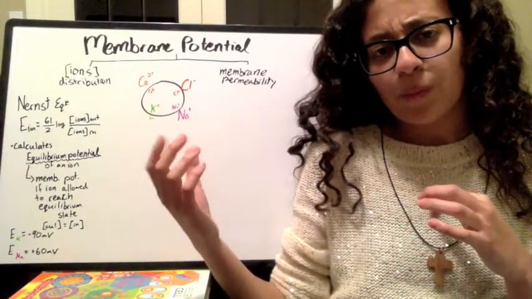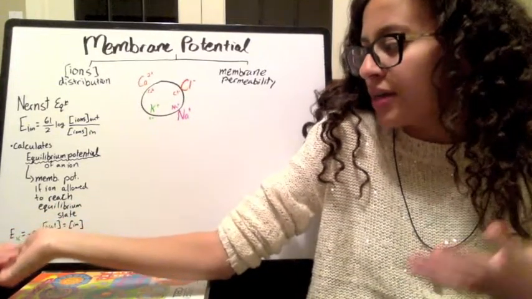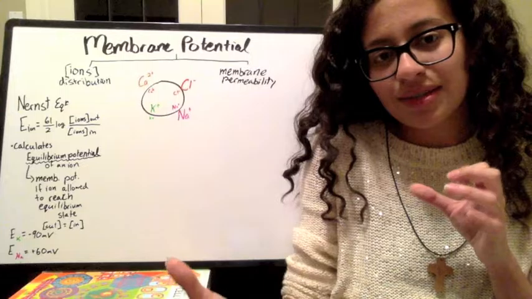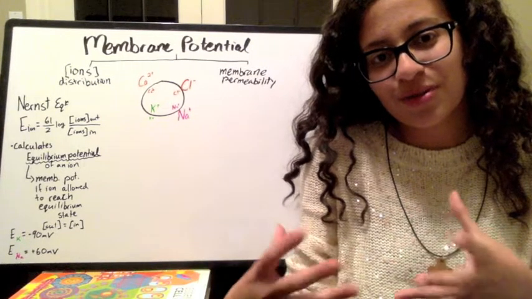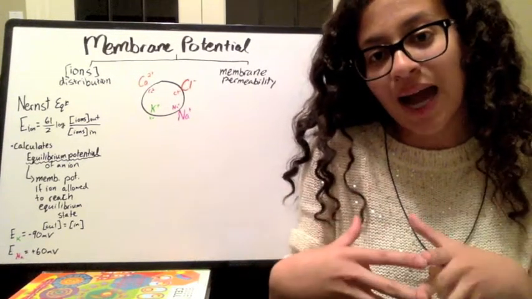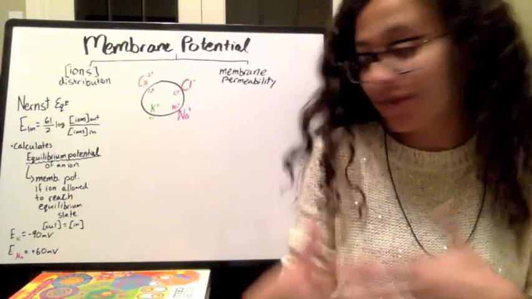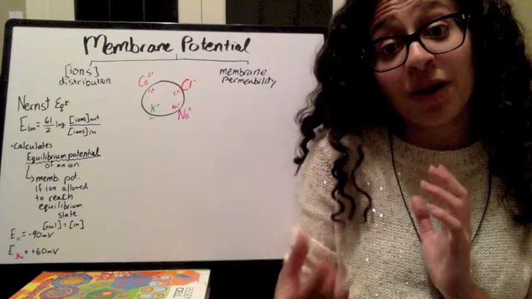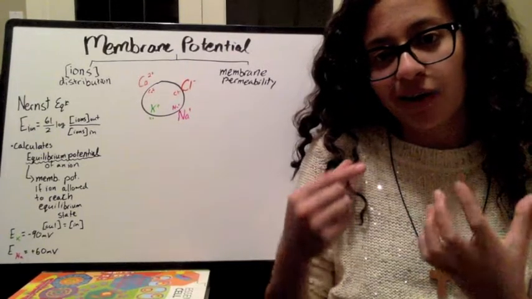But it's not negative 90 or positive 60. So when we're using this Nernst equation, it's important to remember that it only looks at the distribution of ions, the different concentrations within and without the cell. And it's only looking at that one ion. We have to look at all of the ions.